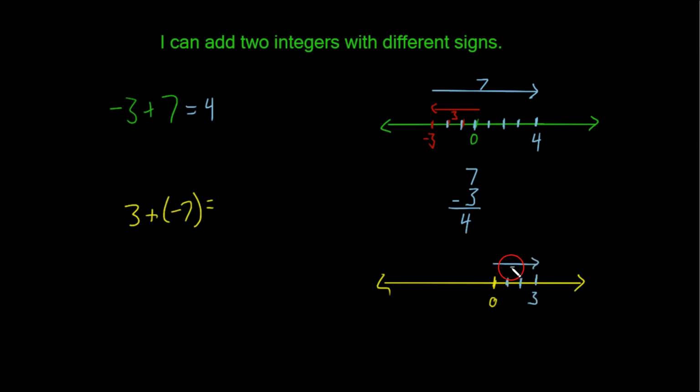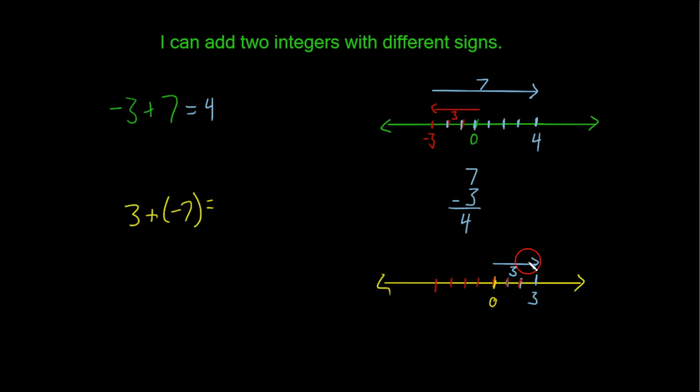So we know the absolute value of this, the distance of this arrow, or the absolute value from 0 to 3 is 3. And now we're adding -7. So usually we think of adding as moving to the right, but because we're adding a negative number, we are actually moving to the left. So let's move to the left 7 units. We're adding -7. So we got 1, 2, 3, 4, 5, 6, and 7.